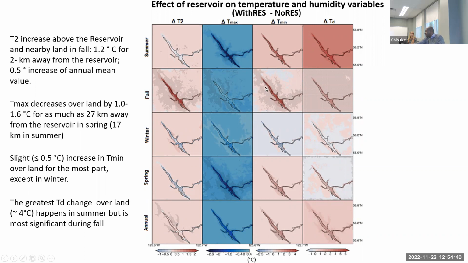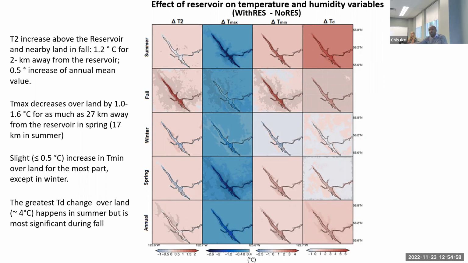So the heat's accumulated in the lake, in the reservoir, all summer long. The lake is relatively warm compared to what the land would be if there were no lake, which is why it's positive. Especially in the fall, because the accumulation is maximal in the fall at the end of the warming season.